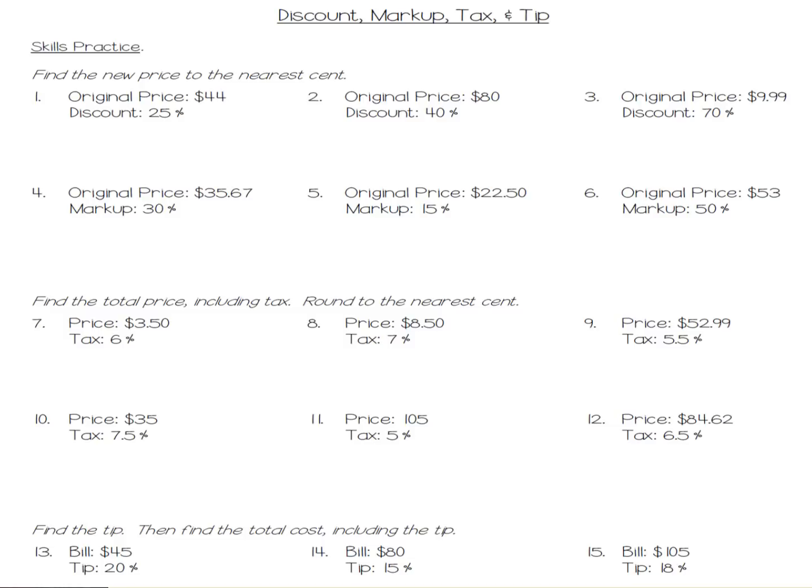Okay, so now let's do some independent practice. So just remember, when you find the new price or discount price, you have to subtract. When you find the total price including tax, you must add. When you're trying to find the total cost including the tip, you add. Markups, you add. Good luck.